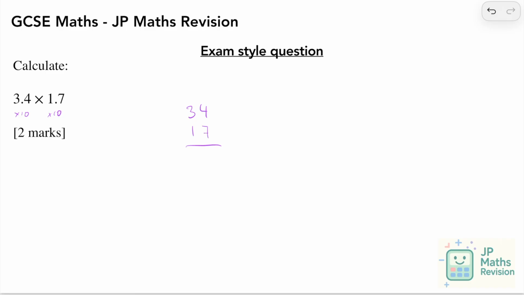So 4 times 7, that's 28, so carry the 2. And then 3 times 7, that's 21, plus the 2, that's 23. And then I'm going to put a placeholder of a 0 here. So I'm going to do 1 times 4, which is 4, and 1 times 3, which is 3. Then when I add them, I have 8 plus 0, which is 8, 3 plus 4, which is 7, and 3 plus 2, which is 5.